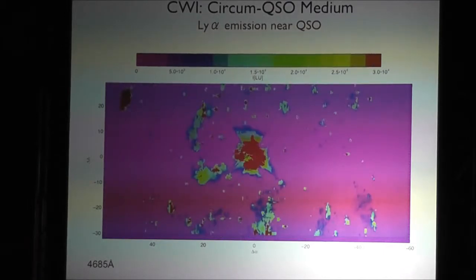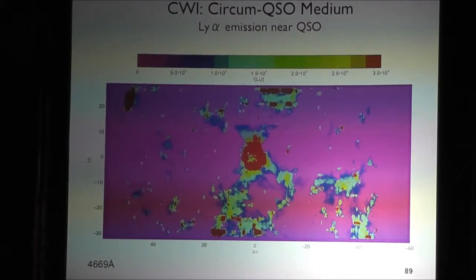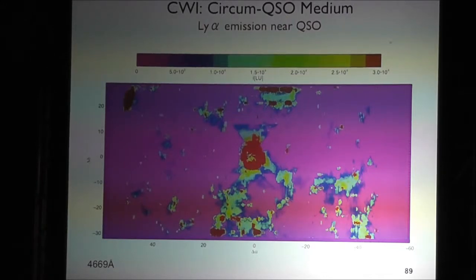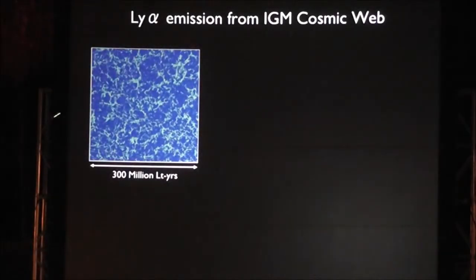This is another slice, a third slice. There seem to be large-scale structures around the quasar that we're getting with KCWI, and we'll get much other data with KCWI on this. Finally, what about the cosmic web? We really want to detect that.